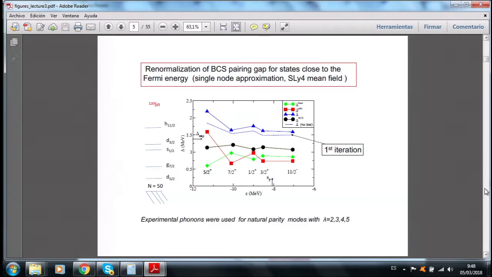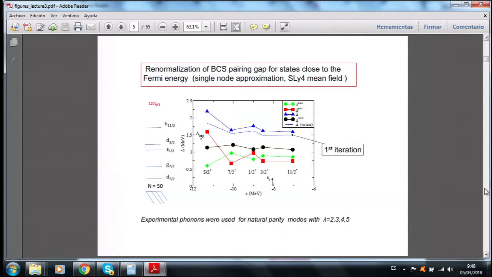The pairing gap. The pairing gap is quite, in a way, a theoretical object, but it also has some experimental counterpart from the even mass staggering. And as I told you, in the case of 120, it's about 1.4. If you just used the bare interaction, in this case, the Argonne interaction, which is a realistic interaction, you would obtain the black dots, which is, well, not very far from the experiment.